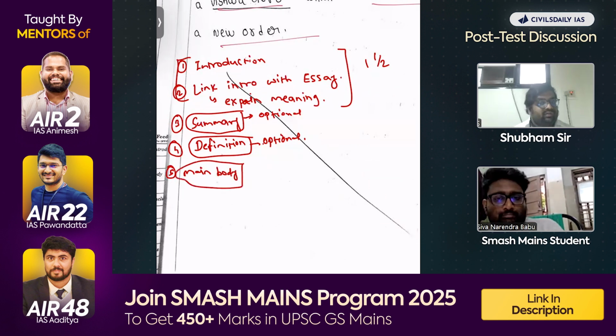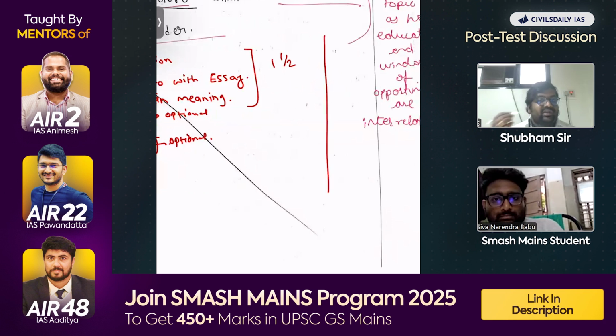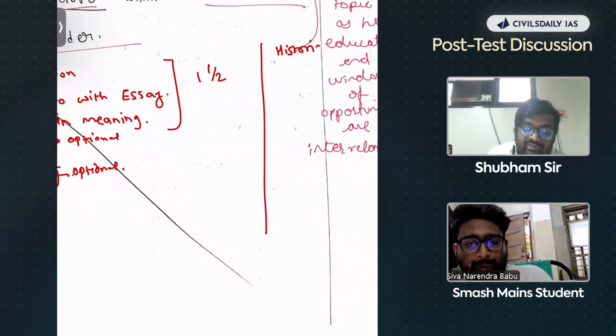In the main body, normally you will start with the dimensions. Normally, what I suggest to ensure a better flow is you start with the historical example. You generally link that theory with the evolution of human civilization. So education is the foundation of the evolution of human civilization, not just in terms of economics, politics, or science, but also in terms of philosophy and psychology.